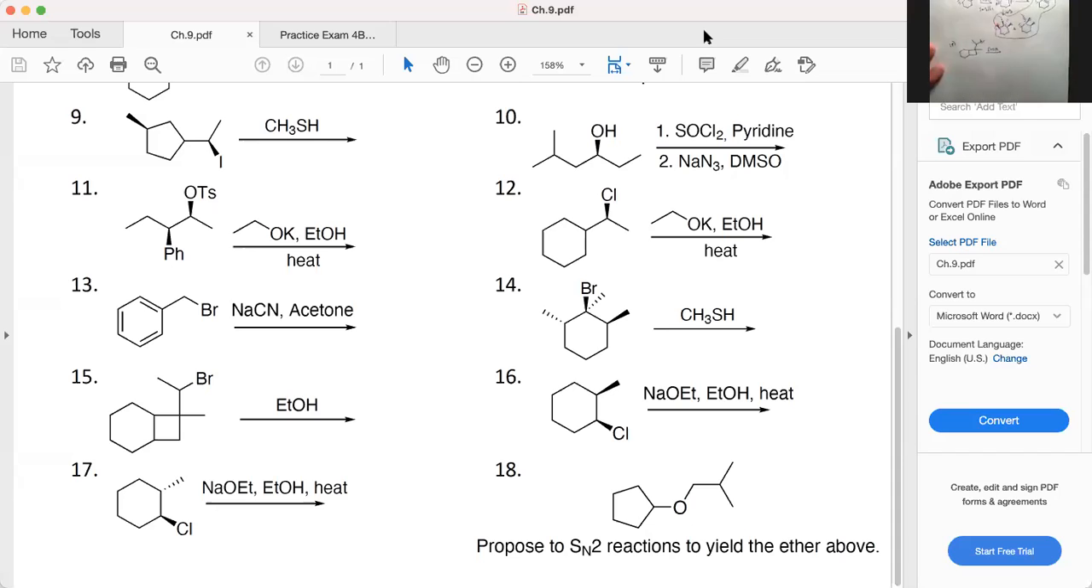SN1E1, good. So the rate determining step is dependent on that bromine leaving. So we're gonna get a secondary carbocation, right? Ring expansion, awesome, you guys see that. So essentially, let's just do the same numbering that we're used to. I'm gonna do that like this. So again, from the substituent inward, counterclockwise, 3, 4, 5, 6, okay?